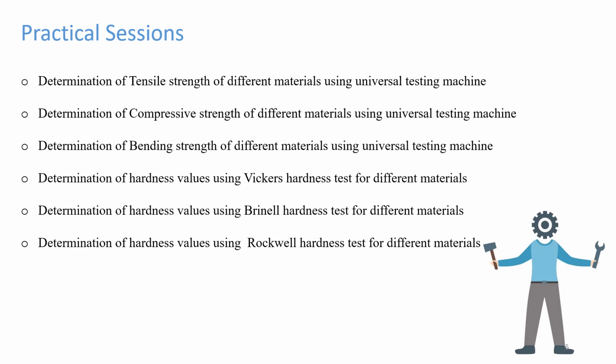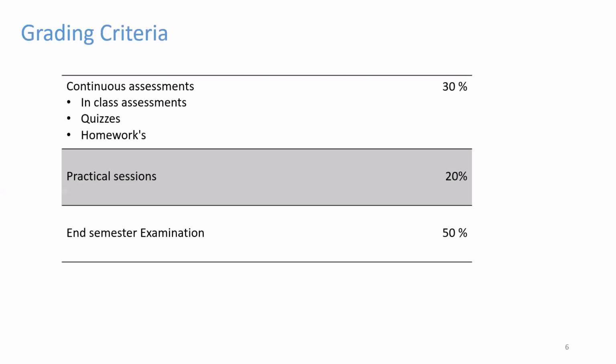I'll make the practical schedule as soon as possible and share it with you. Then we can start the practical sessions simultaneously. So this is your grading criteria. The continuous assessments like class assessment, quizzes, and homeworks take 30%, practical sessions take 20%, and finally the end semester examination takes 50%. So altogether you can get 100% from these.